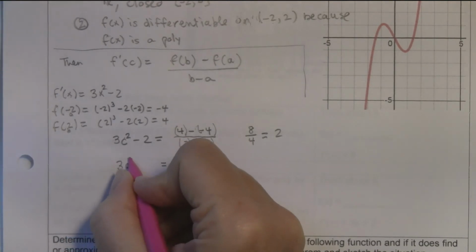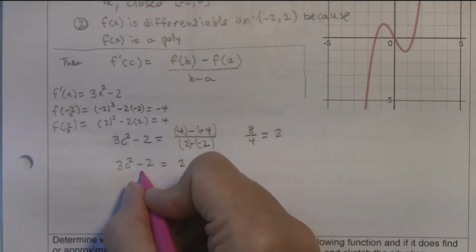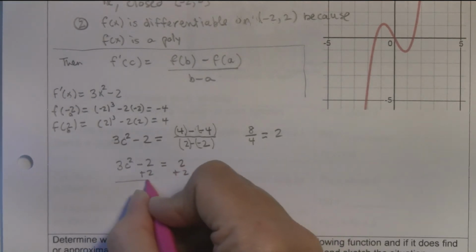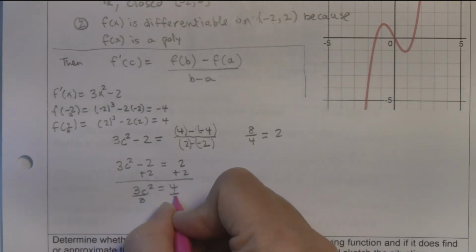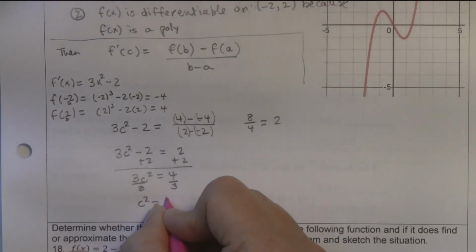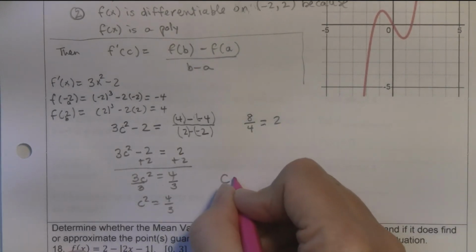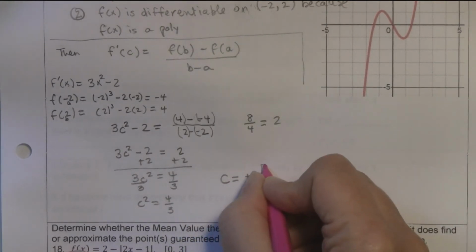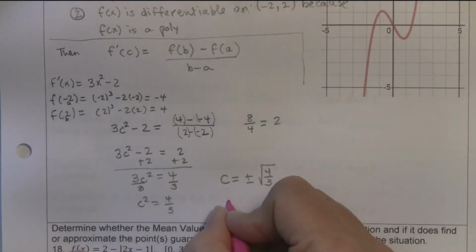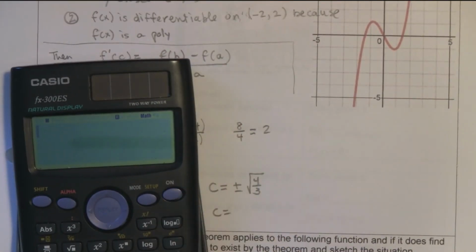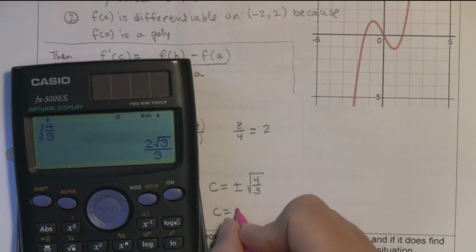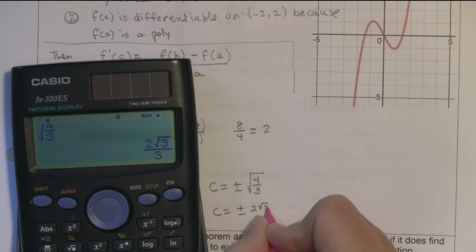So I have 3c squared minus 2. I'm trying to solve for c. Add 2, add 2. I get 3c squared equals 4. Divide by 3, divide by 3. C squared equals 4/3. Now I'm going to take the square root of both sides, so I get c equals plus or minus the square root of 4/3. I think you should rationalize, particularly since you should have a calculator that does that for you, and it makes it better, I think. And so this is plus or minus 2 square roots of 3 over 3.